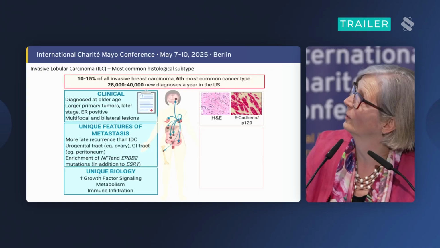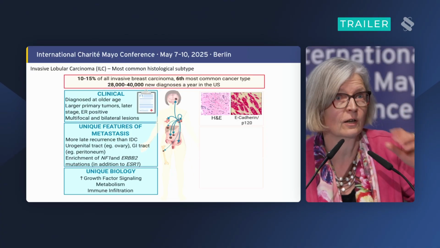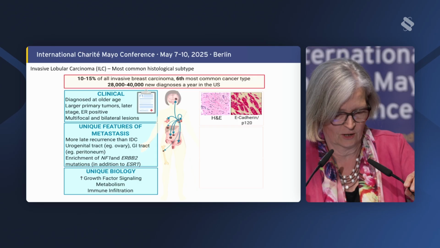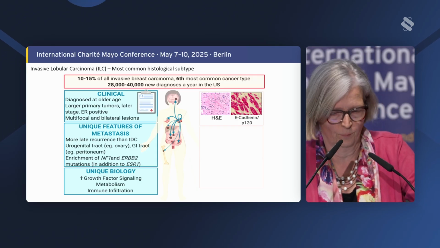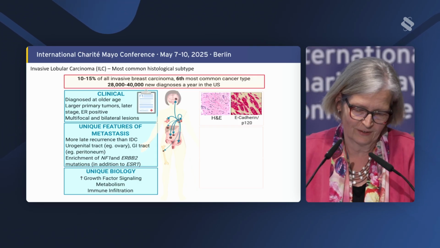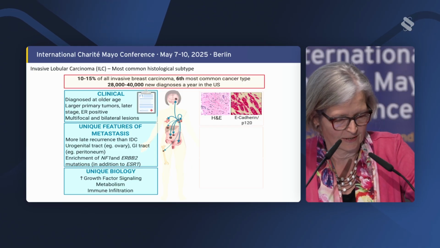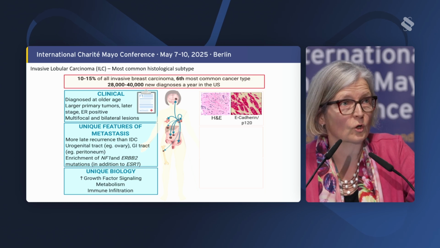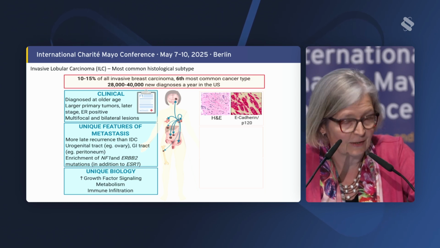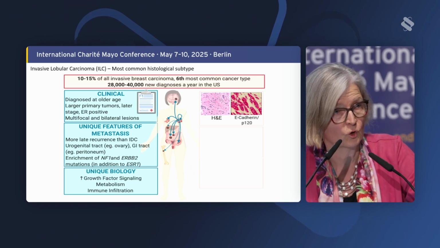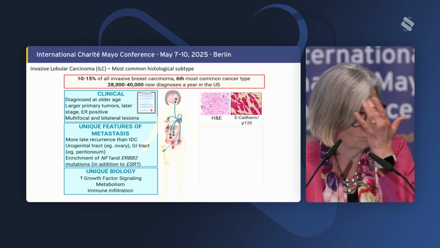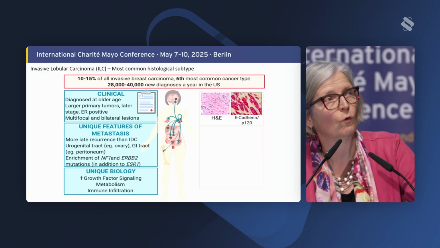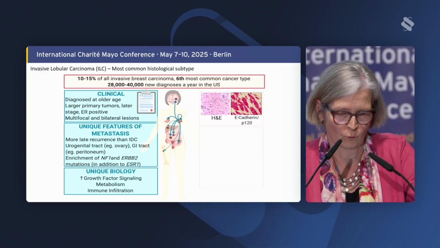So, okay, I will talk about lobular breast cancer. As a brief introduction, lobular breast cancer is the most common histological subtype of breast cancer. It's 10 to 15% of all breast cancer, and because breast cancer is so prevalent, in the US, it's approximately 30 to 40,000 new cases a year. The most obvious clinical differences are that it is diagnosed at an older age, the tumors are larger, they are more late stage, they are almost all ER positive, and they are often multifocal and bilateral.